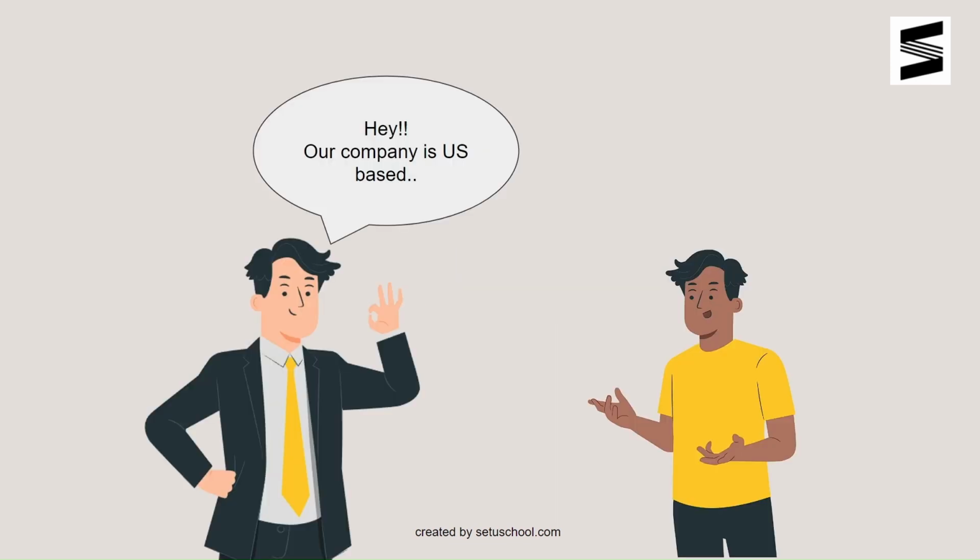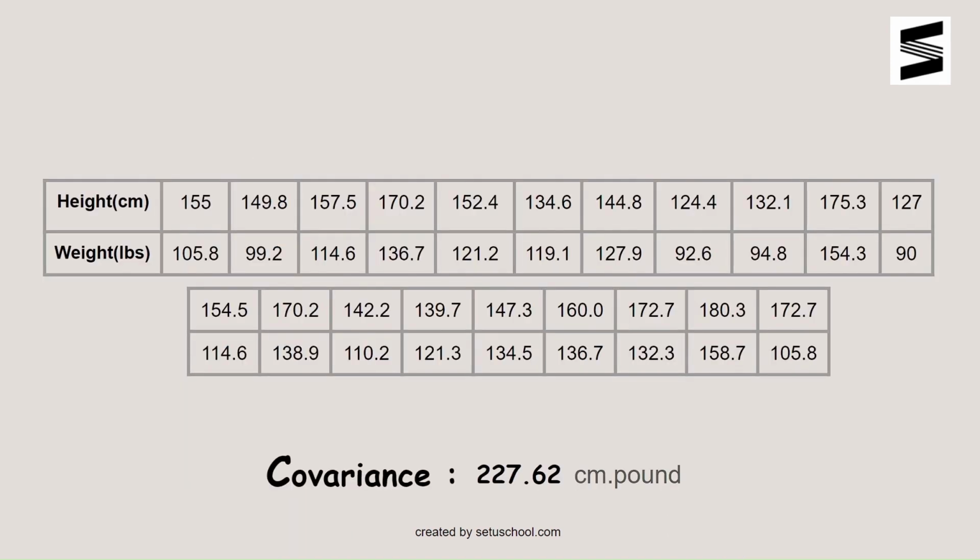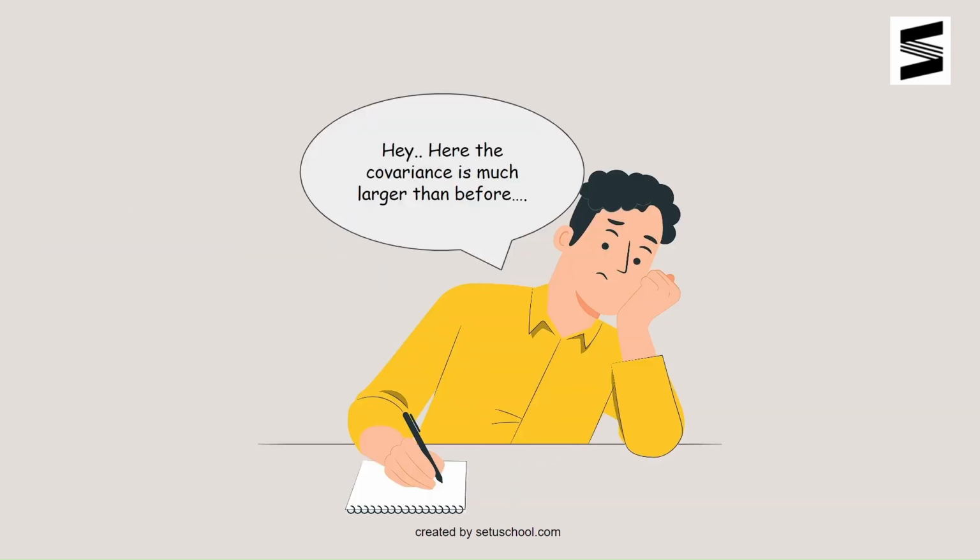But let's say, what if the organization that we are working for is US based? Then the units of height and weight will be converted to centimeter and pound, and our data and covariance will look like this. Here we can see our covariance is 227.62 centimeter-pound. Now this covariance shows us that the weight will increase as the children grow, but here the covariance is much higher.